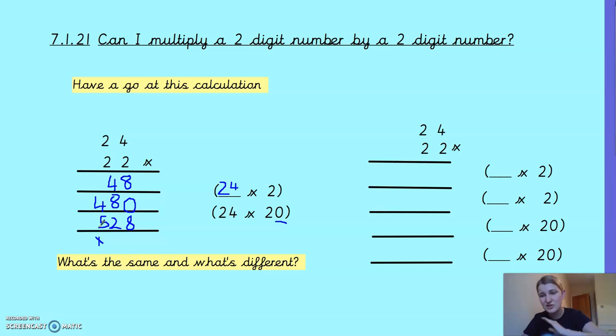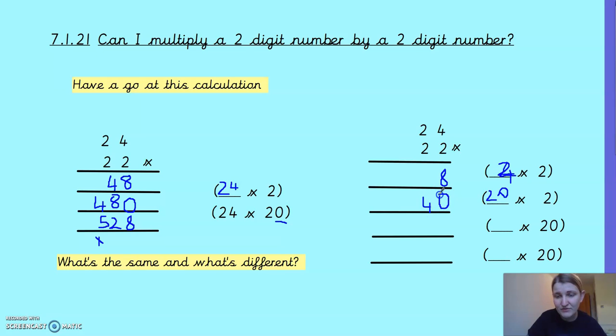Now, the other way of doing it is you can break it down even further. So I can go, right, 2 times 4 is 8. 2 times the 20 is 40. Apologies for my dodgy handwriting here, guys.